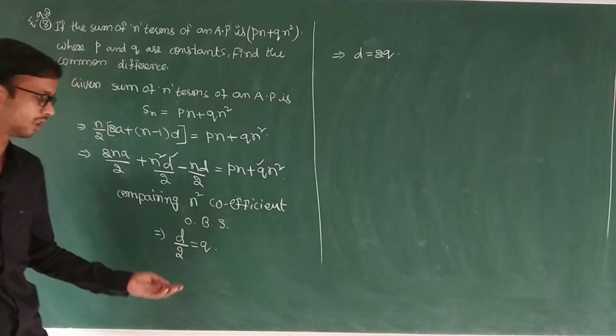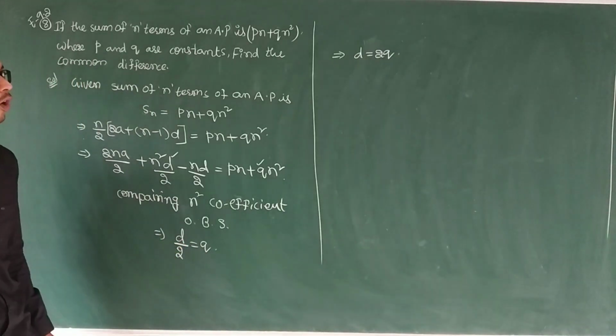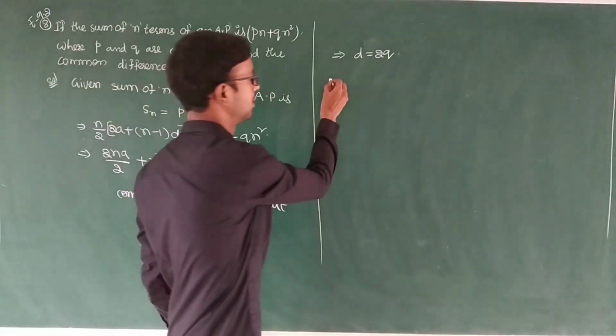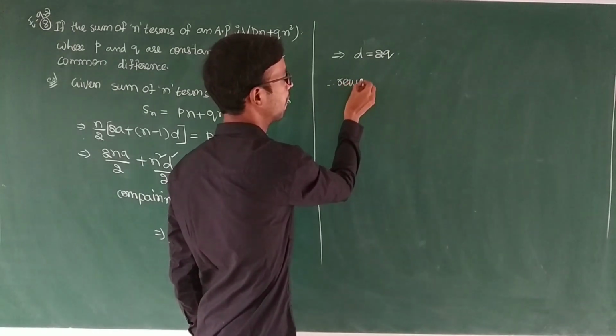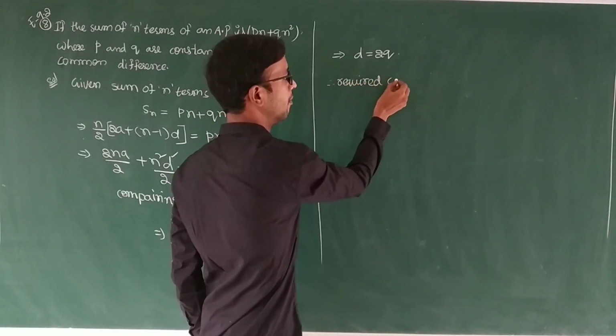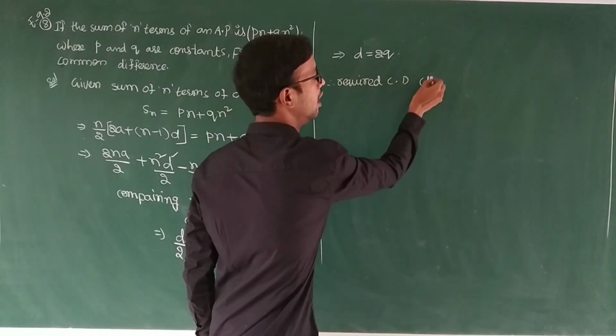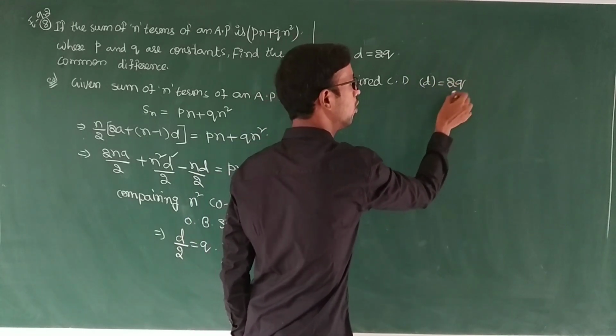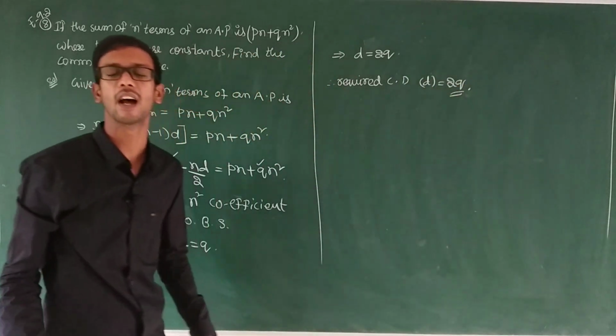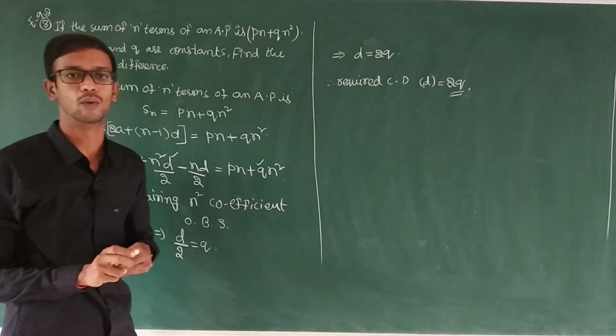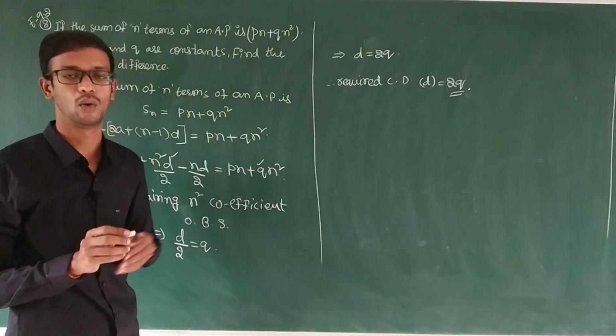Therefore, the required common difference d is equal to 2Q. Q is a constant value, and d is 2Q.